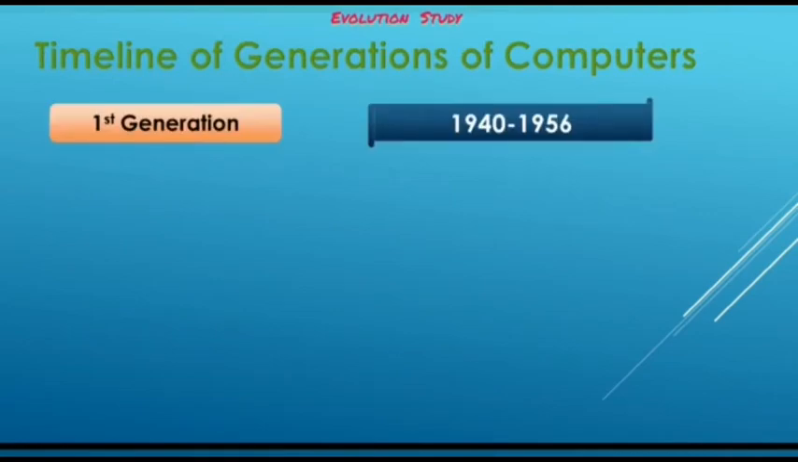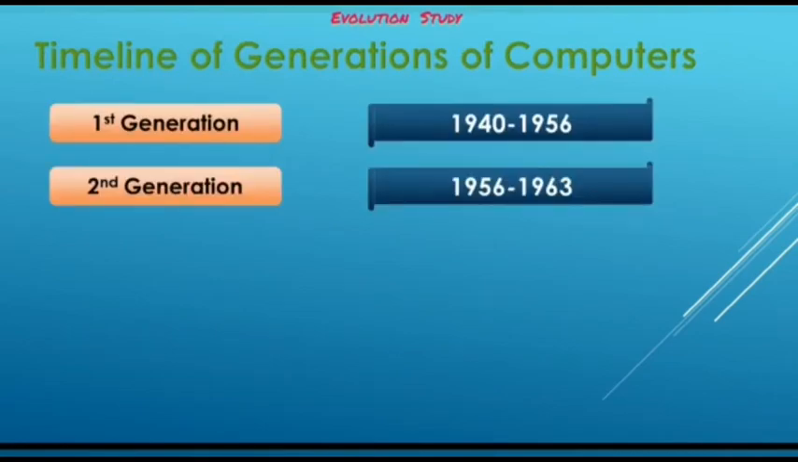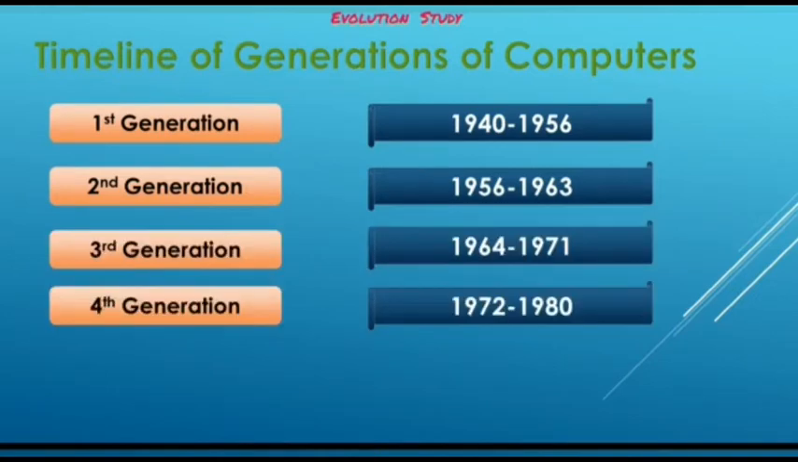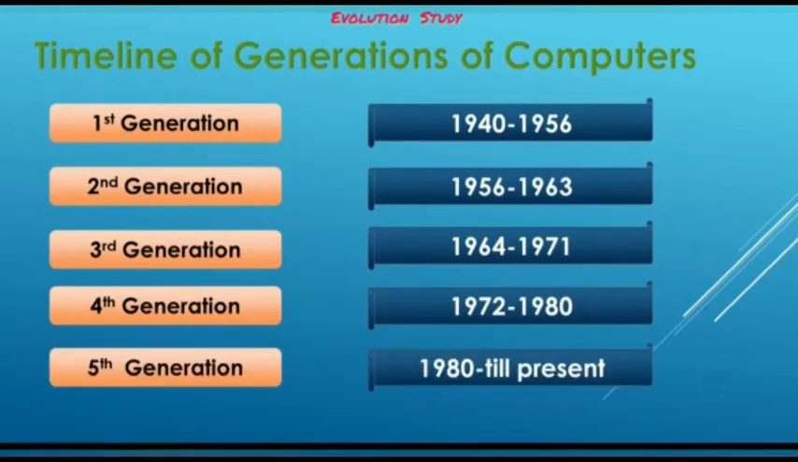Now let's talk about the timeline of the generations of the computers. First is 1940 to 1956, second is 1956 to 1963, and the third is 1964 to 1971. And the fourth is 1972 to 1980. And the fifth generation is still going on, 1980 till present.